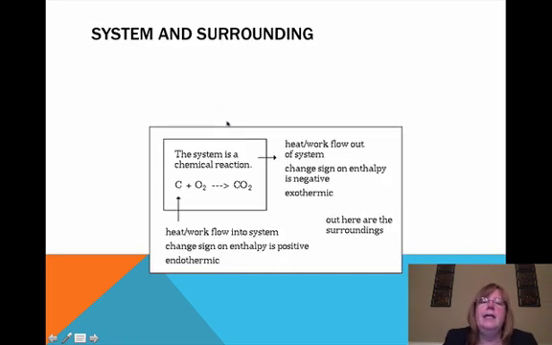All right, and again, here's just that picture again. We're saying that the sign of the enthalpy is negative, exothermic. Putting energy in, it's endothermic.